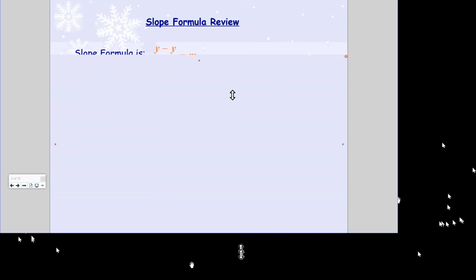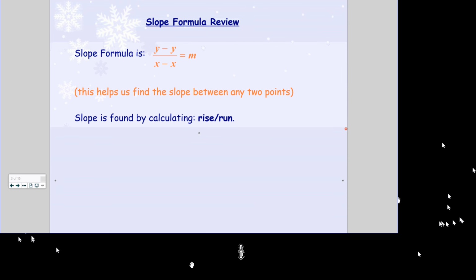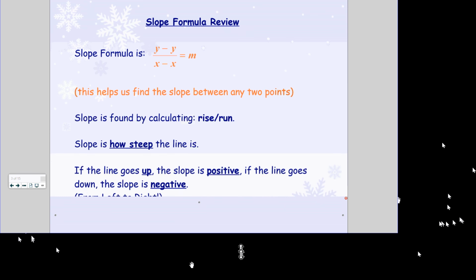Quick review of slope. Remember, it is the change in y's divided by the change in x's. That is equal to your slope, m. This helps us find the slope between any 2 points. The slope is found by calculating our rise over our run, and it describes how steep the line is. Finally, remember that if your line is going up from left to right, the slope is positive. If the line goes down from left to right, the slope is negative.